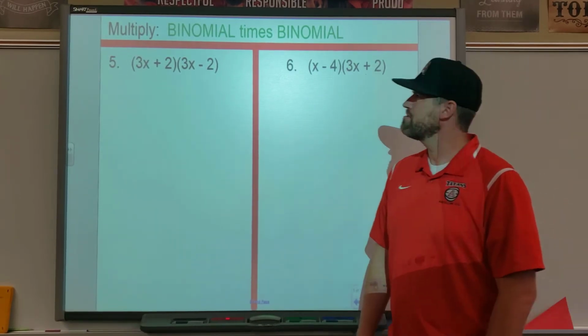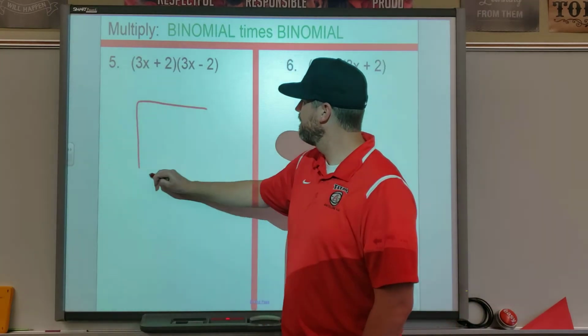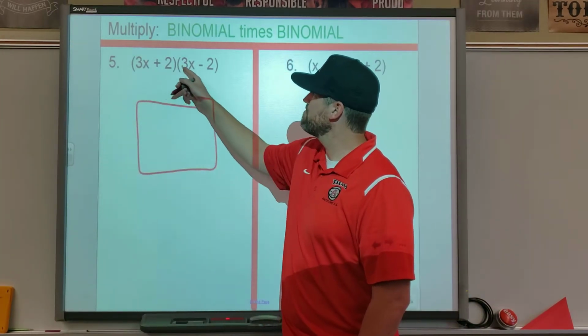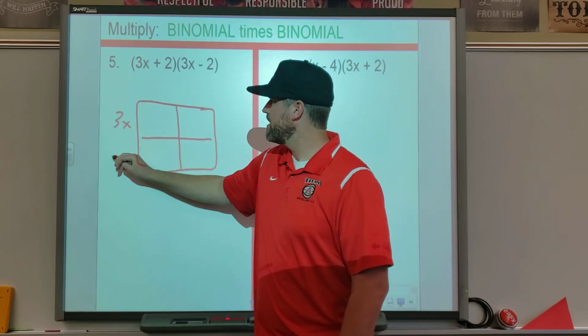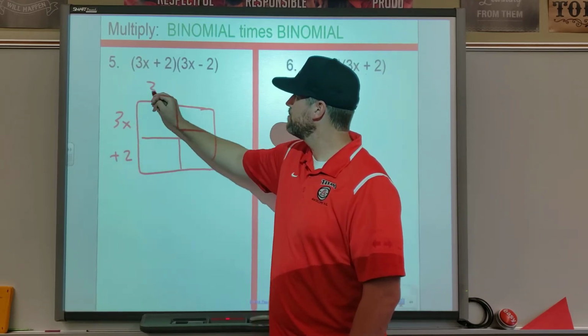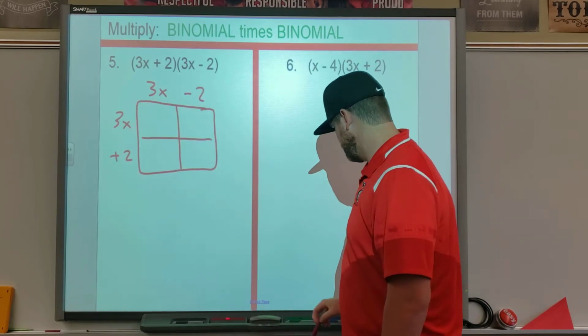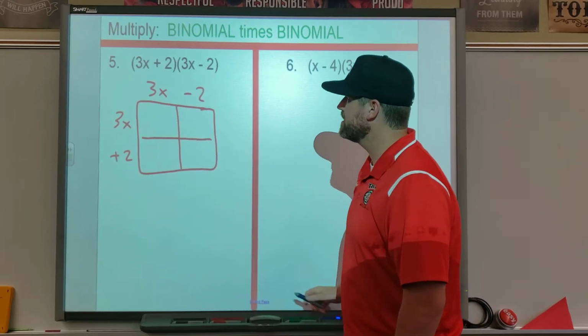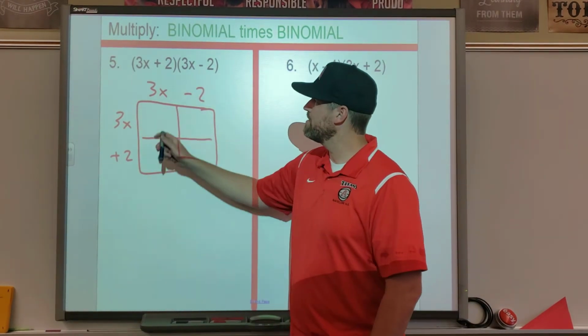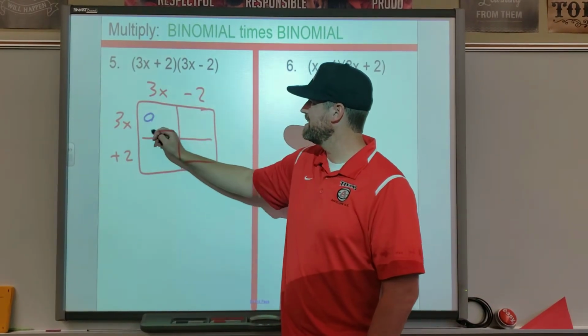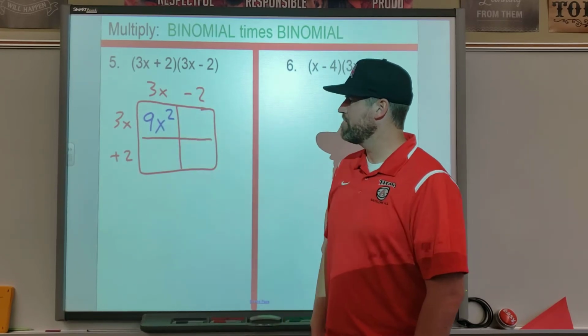Okay, 2 more examples. Right, 2 terms, 2 terms. So I'm going to have 2 rows, 2 columns. 3x plus 2, 3x minus 2. And just a little check-in. What's going to go in my first box? That's right, 3x times 3x is 9x squared.